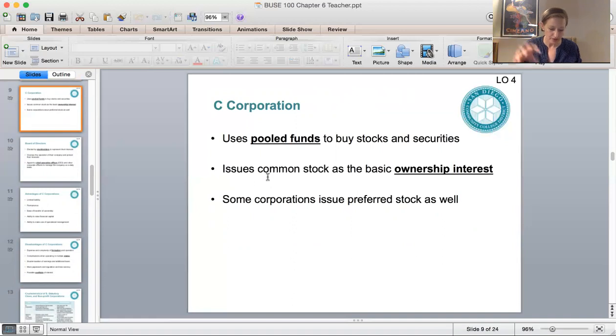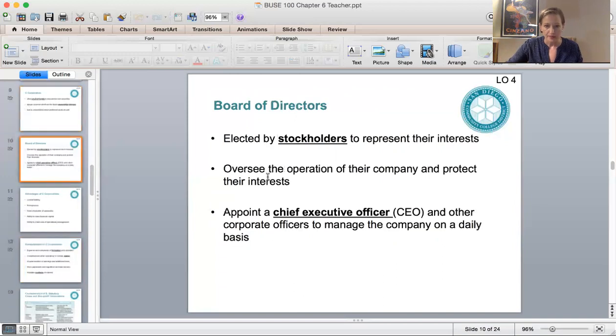So we can use our pooled funds to buy stocks and securities of other corporations. When we issue stock in a C Corp, you issue common stock as the basic ownership interest. Some corporations will issue preferred stock as well. I don't want to get into too many details, but essentially with preferred stock, you get paid dividends first, and dividends are how you earn profit out of a corporation. So that's that.